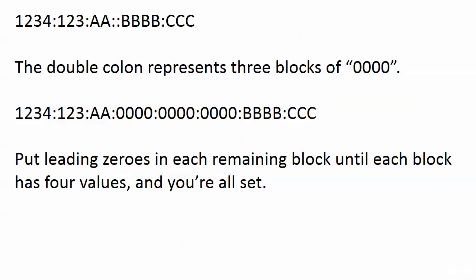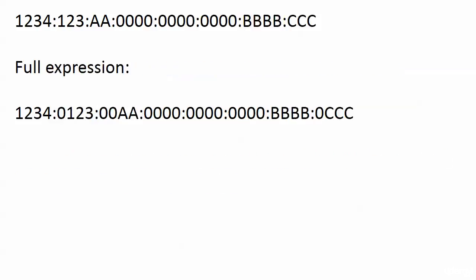And now to finish uncompressing the address, all you have to do is put leading zeros in each remaining block until each block shows 4 values, and you are all set. So at the top here is the address once I put my 3 blocks of zeros in that were compressed by zero compression, and then the full expression. The first block is fine. Second block, you have to put 1 zero in because you have 3 values. Third block, you have to put 2 zeros in because you only had 2 values, the 2 A's. The 4 B's, that's fine, and then with the C's, you just put 1 leading zero in front of it. All there is to it.